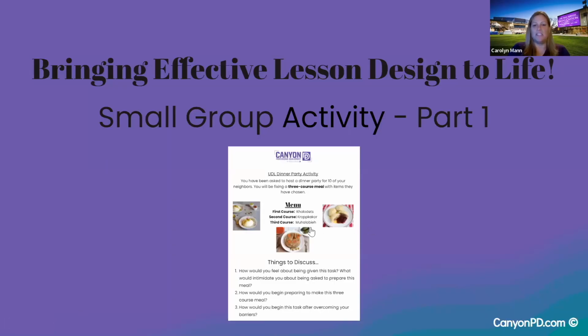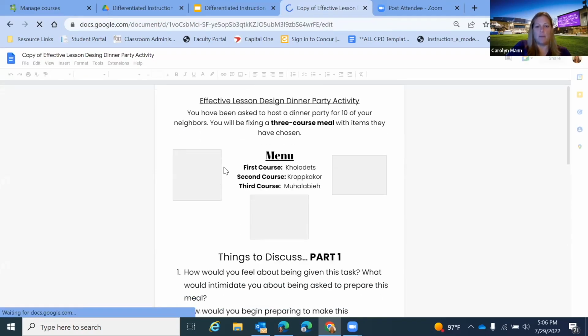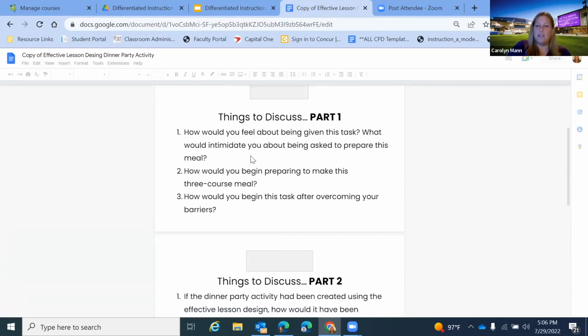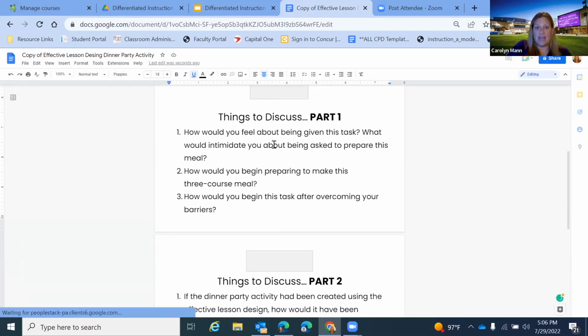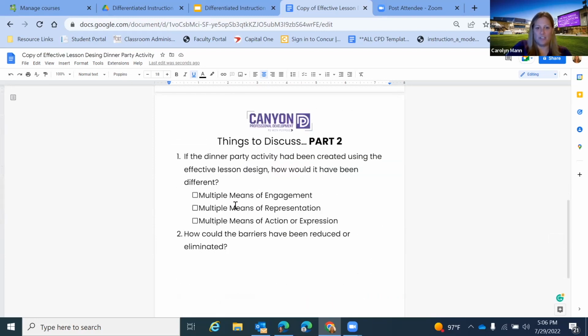You also have access to this sheet if you'd like to pull it up before you stop the video. This will be something that you could talk about with a small group, or even if you're working independently, you can pull it up and take a look. You see that part that I already read, but then down here, there's some things to discuss. For example, part 1, how would you feel about being given this task? What would intimidate you about being asked to prepare this meal? How would you begin prepping to make this meal happen? How would you begin this task after overcoming your barriers? Okay, and then you can go down and look at part 2.